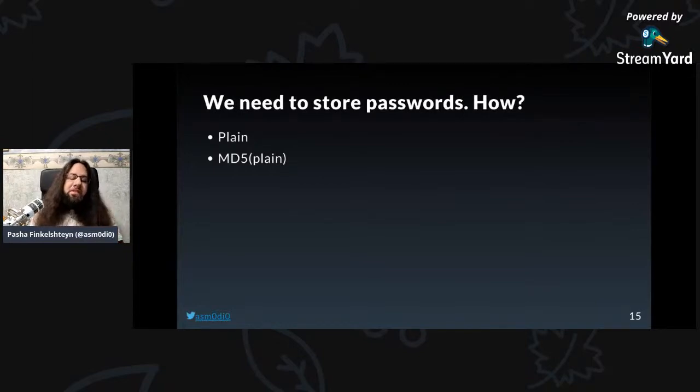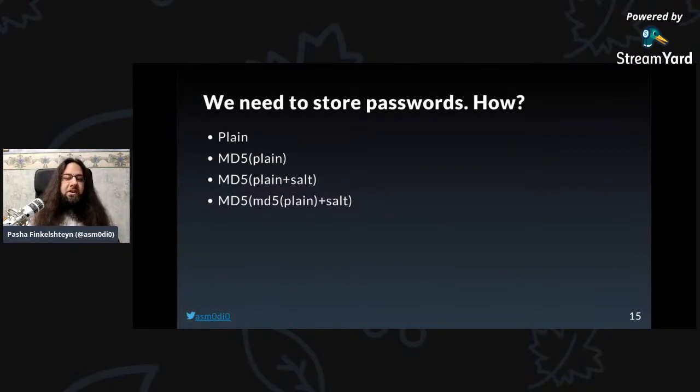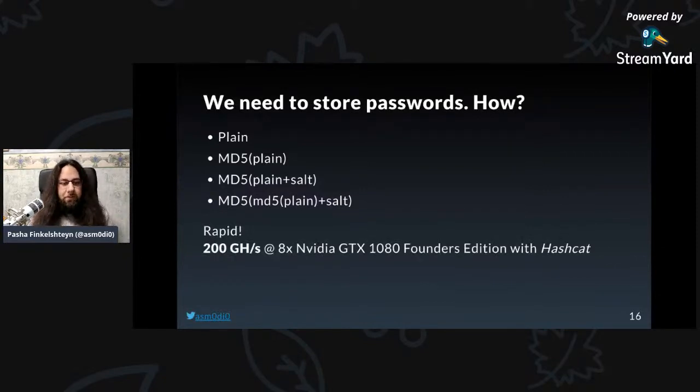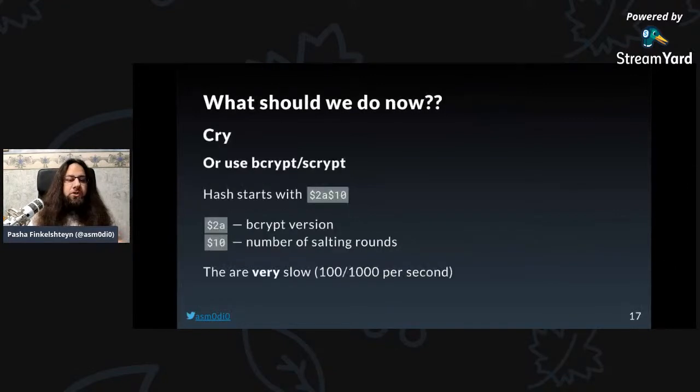And then we understand that MD5 has collisions, and we are trying to MD5 hash the plain password plus salt, and then MD5 in 2 layers, but nothing really works here because on an already quite old NVIDIA 1080, they can test 200 gigahashes per second. I mean, it will take minutes for a 12-character password. So what should we do?